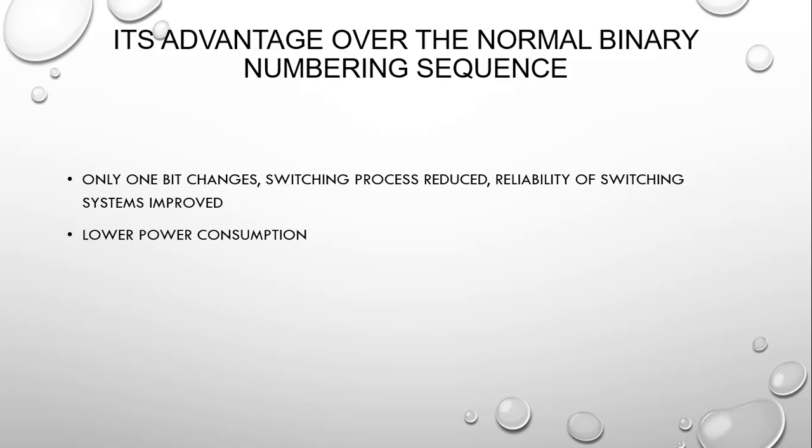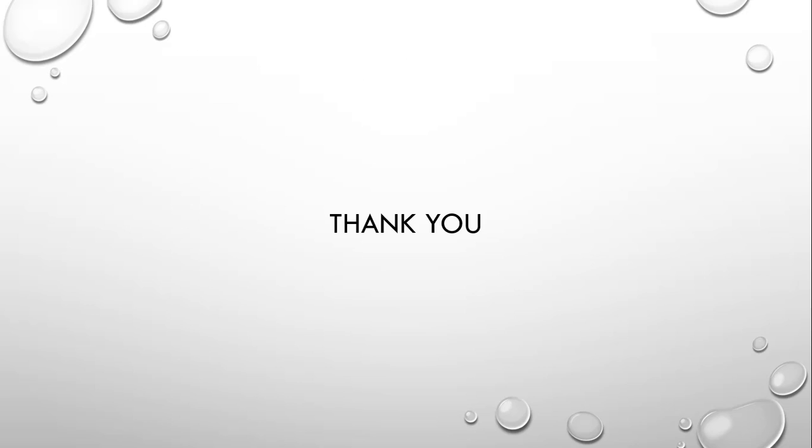So what is the advantage over the normal binary number sequence? The advantage is the 1 bit change when switching. Due to this 1 bit change, it reduces the switching process and the reliability of switching is improved. That's why gray code is widely used to facilitate error correction in digital communication. For example, some cable TV systems. Not just that, gray code provides lower power consumption, which really benefits a lot in digital communication. That's all from me for these 3 questions. Thank you so much.